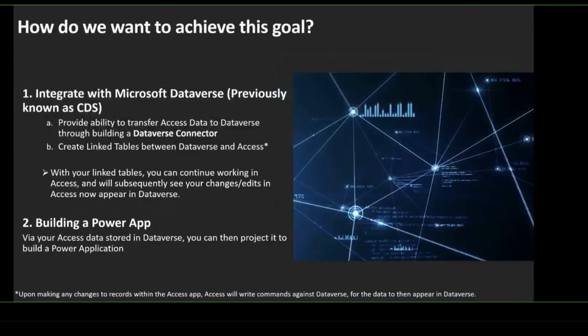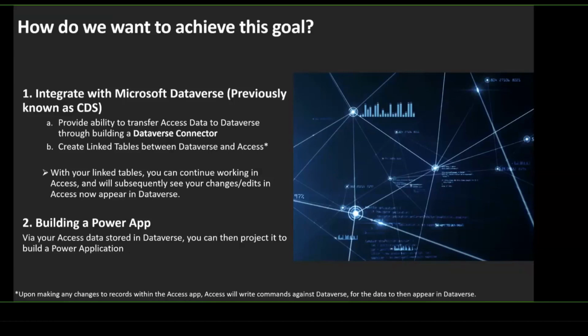So how do we want to achieve this? We want to integrate Access with Dataverse, which was previously known as the Common Data Service, and I'll define that in the next slide, by building what's known as a Dataverse connector. Again, I'll explain what Dataverse and that whole system means in a bit, but basically this connector will be built within the Access app and will allow you to export your Access data to the service, but also immediately create link tables on the data you just moved if you so choose.